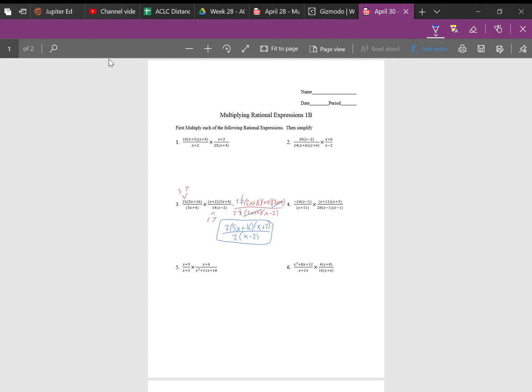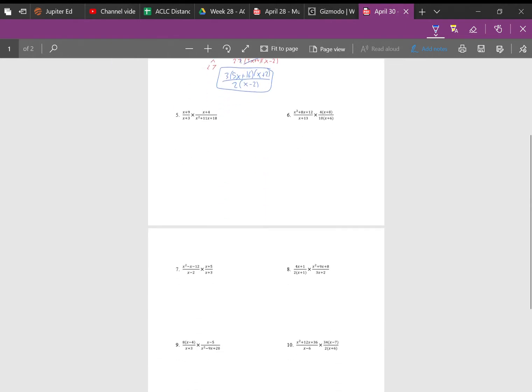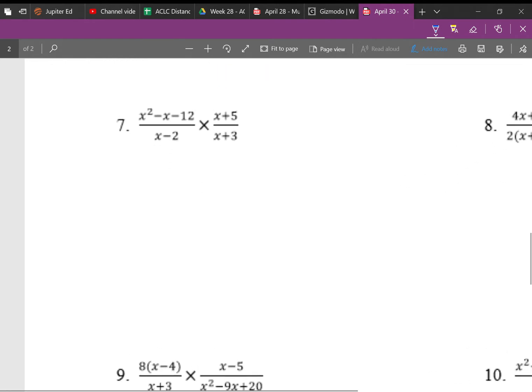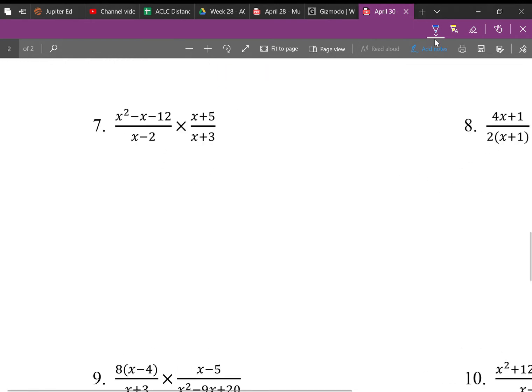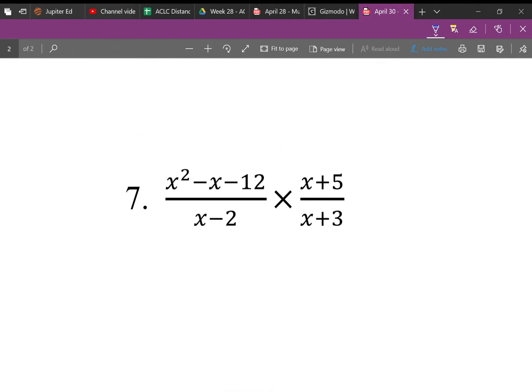Let's go ahead and continue with multiplying rational expressions 1b. I'm going to jump down to problem 7. And again, what we're seeing in the problems is that we're going to need a factor here. Nothing cancels the way things are. I think that the top here, x squared minus x minus 12, does factor into something. Let's see if that's true.